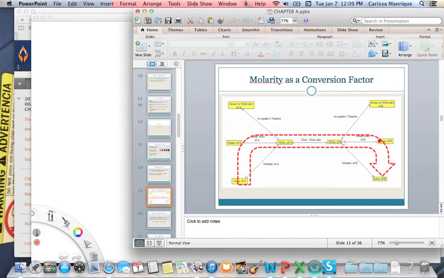Okay? But this time we're going to start with liters and go to moles. We're going to use the molarity, the moles per liter. Because molarity is moles per liter, it has moles in it, so you can cancel them out. Then we're going to go to the mole-to-mole ratio, and then go back down to liters of B using the molarity again. Okay, so let's look at an example.